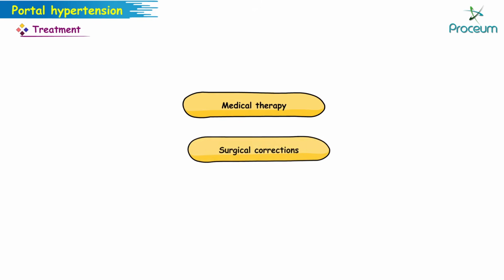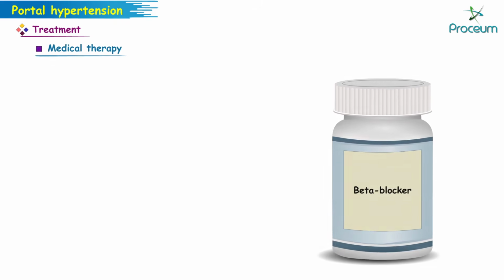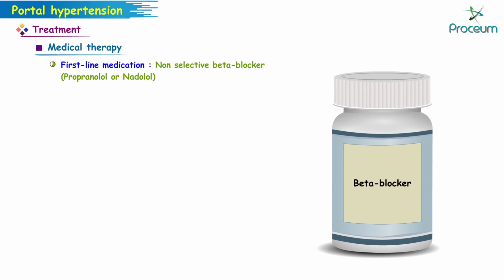One of the prongs will include medical therapy. The other prong includes surgical corrections. Treatment of portal hypertension. Medical therapy. The first-line medication for patients with portal hypertension includes a non-selective beta blocker like propranolol or nadolol.